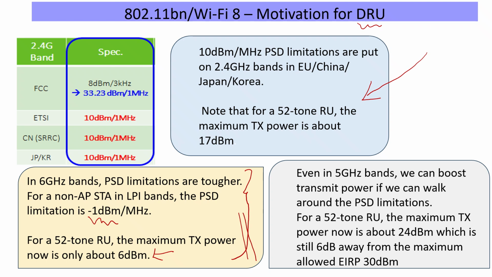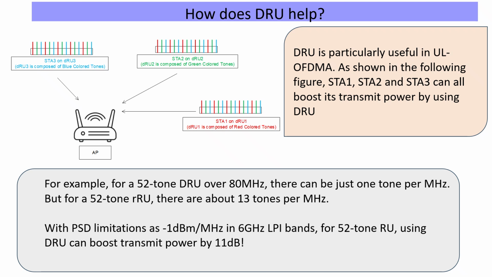Okay, what does it exactly do? Remember, the original RUs were contiguous. So 26 means 26 contiguous subcarriers were grouped into an RU. Now DRU says, if you have 26, let me distribute them as the reds are distributed here, or the greens here, or the blues here. This was actually originally proposed in a WiMAX standard way back in 2005, etc.